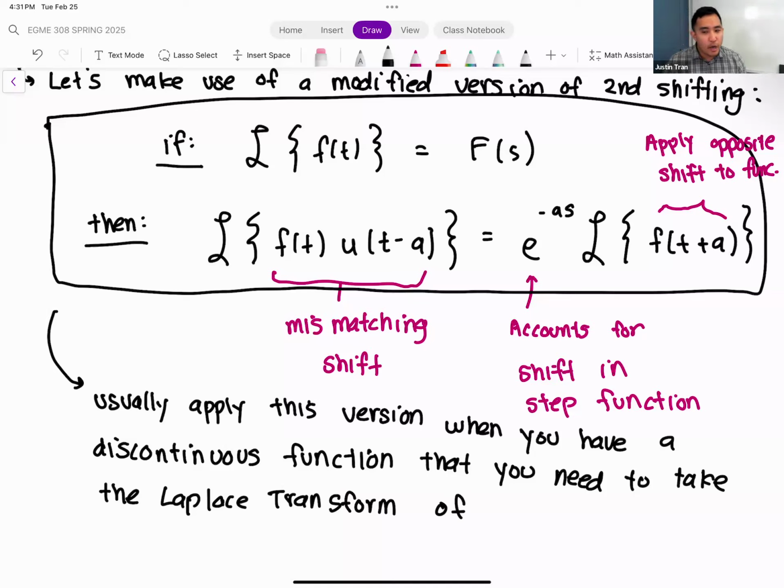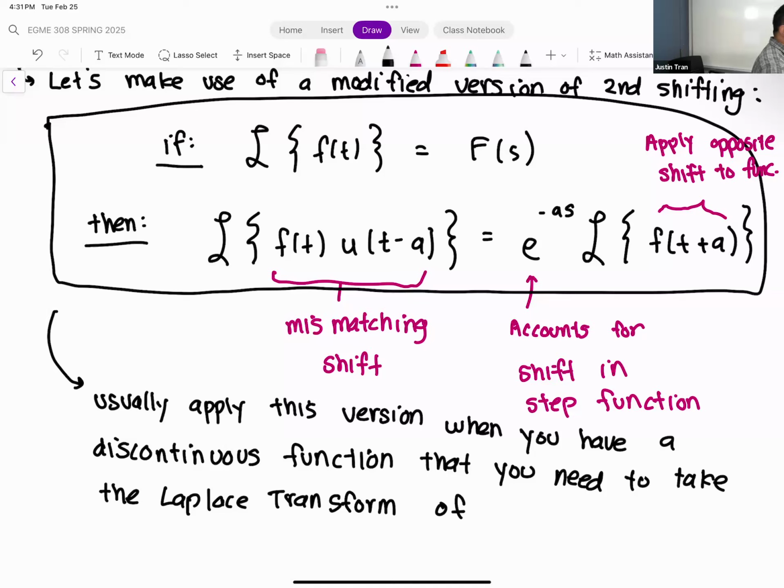So that's usually the context. Outside of this context, I don't really use this version of the second shifting theorem all that much. But this is a very specific, but also fairly common way to use this. Eventually we're going to be using these step functions and impulse functions to basically apply them as forcing functions to our ordinary differential equation.